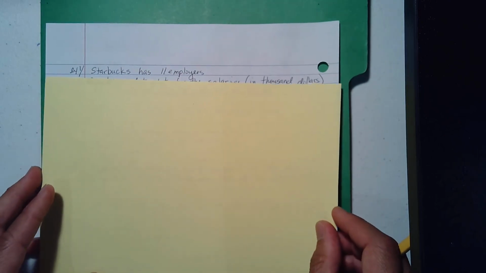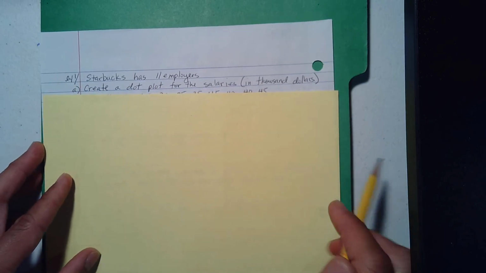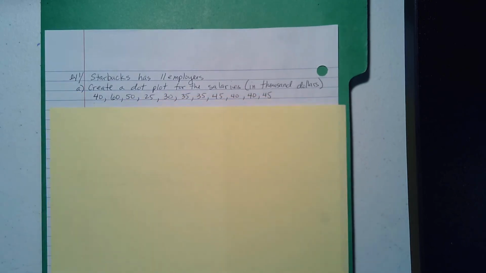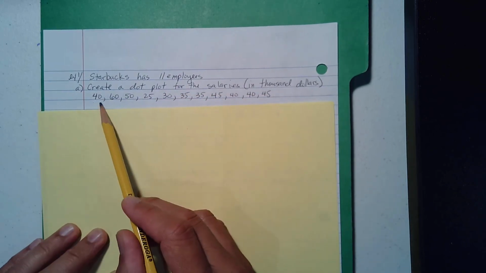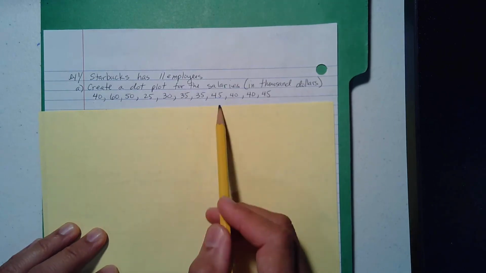Alright, so let's do example 1. In example 1, it says Starbucks has 11 employees. Create a dot plot for the salaries. Now the salaries are in thousands of dollars. So for example, one employee makes $40,000, $60,000, $50,000, and so forth.